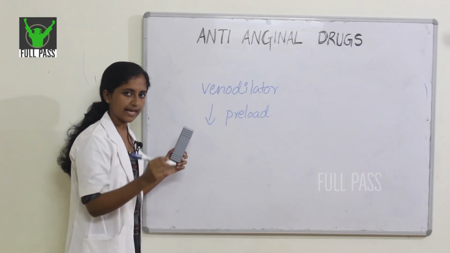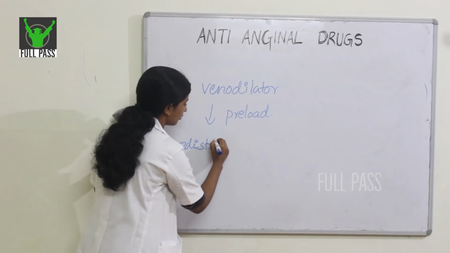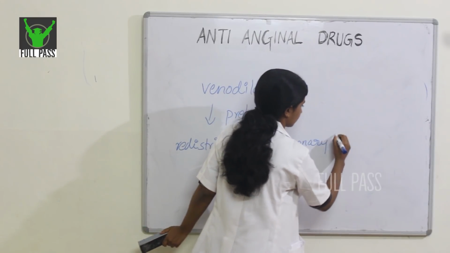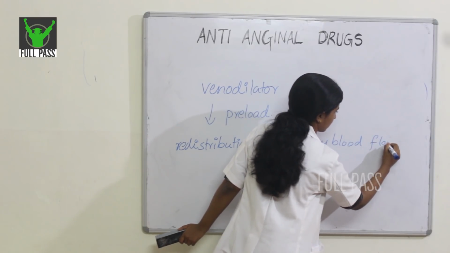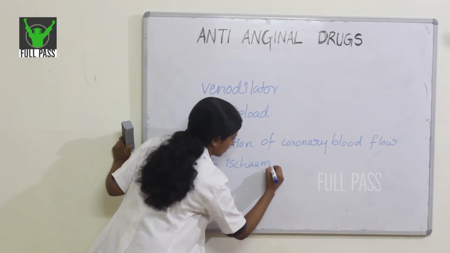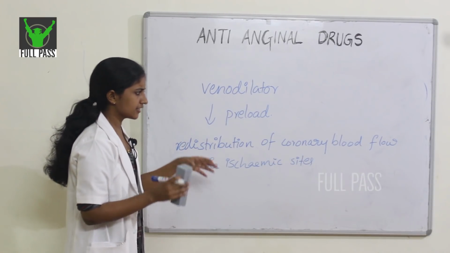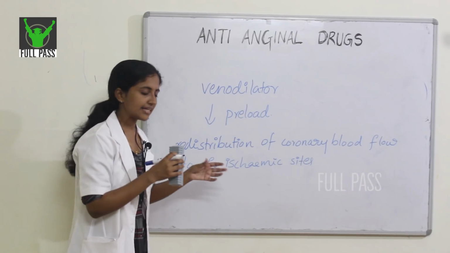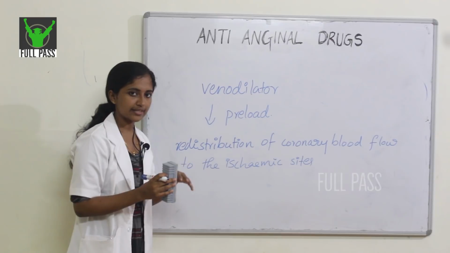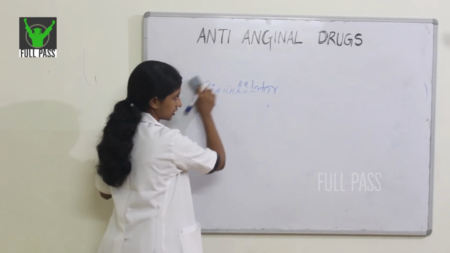And another important action of nitrates is the favorable redistribution of the coronary blood flow to the ischemic sites. So whenever there is myocardial ischemia, what the nitrates do is that they do not increase the total coronary blood flow as such, but they favorably redistribute the coronary blood flow to the ischemic sites. So it helps in relieving the myocardial ischemia in such areas. So now the mechanism of action is over.